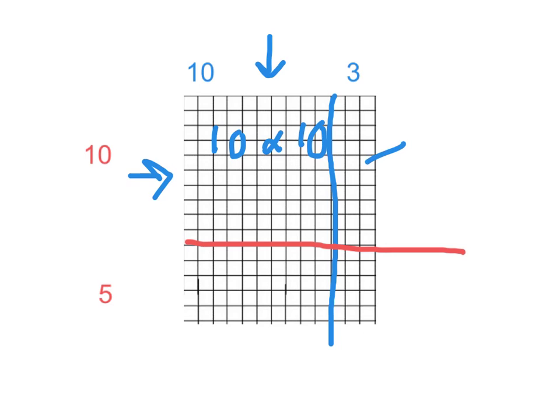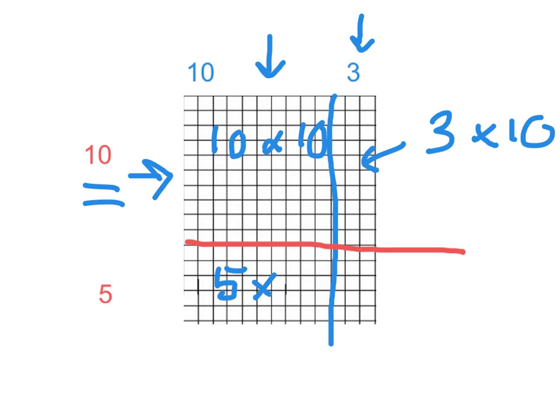Over here, my equation is going to be 3 times 10. This is because it's 3 blocks across and 10 blocks down. Next, I do my one down here, which is 5 blocks down and 10 blocks across. Lastly, in this little part here, it's 3 blocks across and 5 blocks down.